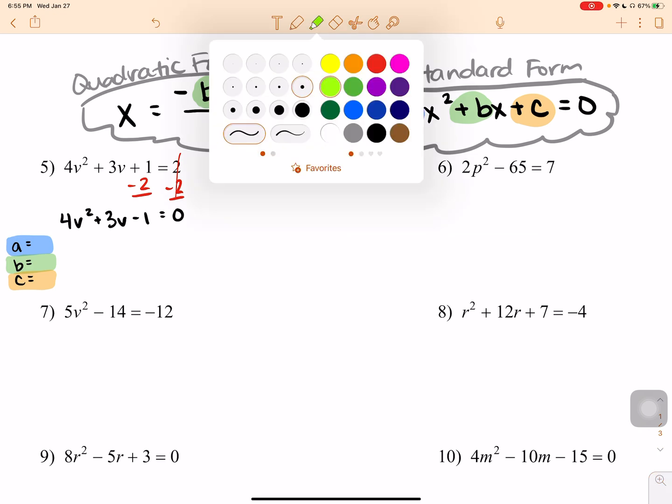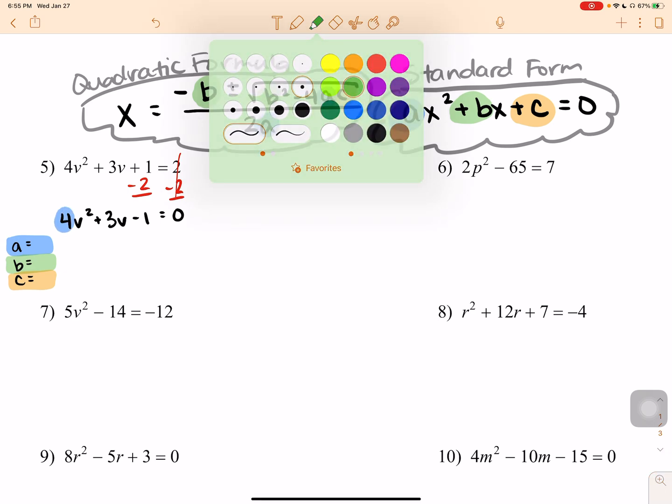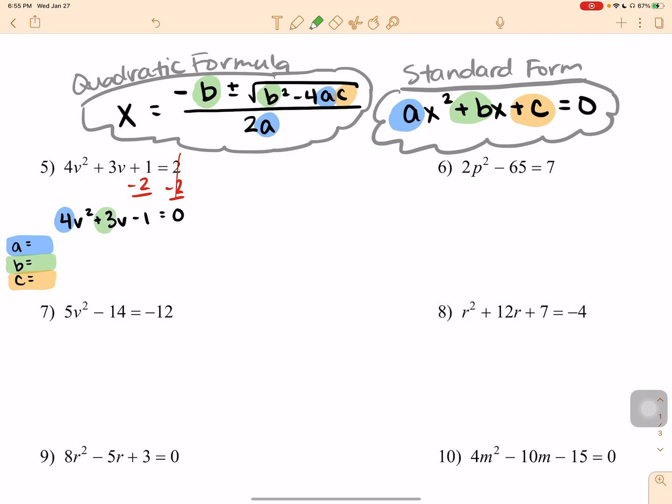Assuming you paused. Okay, so the v squared, the A term is its coefficient, 4. B is 3, because that's the v's coefficient. And the negative 1 is our constant. So A is 4, B is 3, C is negative 1. And then you're going to plug that into your formula, okay? So I'll go ahead and set this formula up for you.